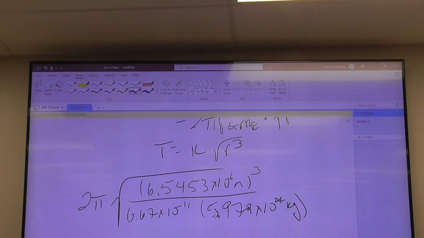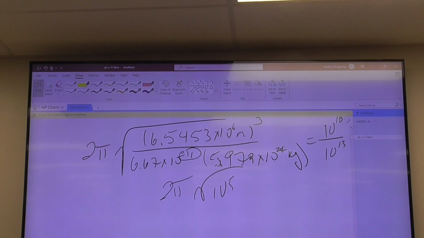If I take 10 to the 6th and cube it, what am I going to get? 10 to the 18th. Then 10 to the negative 11th times 10 to the 24th gets me 10 to the 13th. But then I have to take the square root of that and multiply by 2 pi. So trust me on this one, this is also going to work out to be 10 to the 3rd, in seconds.